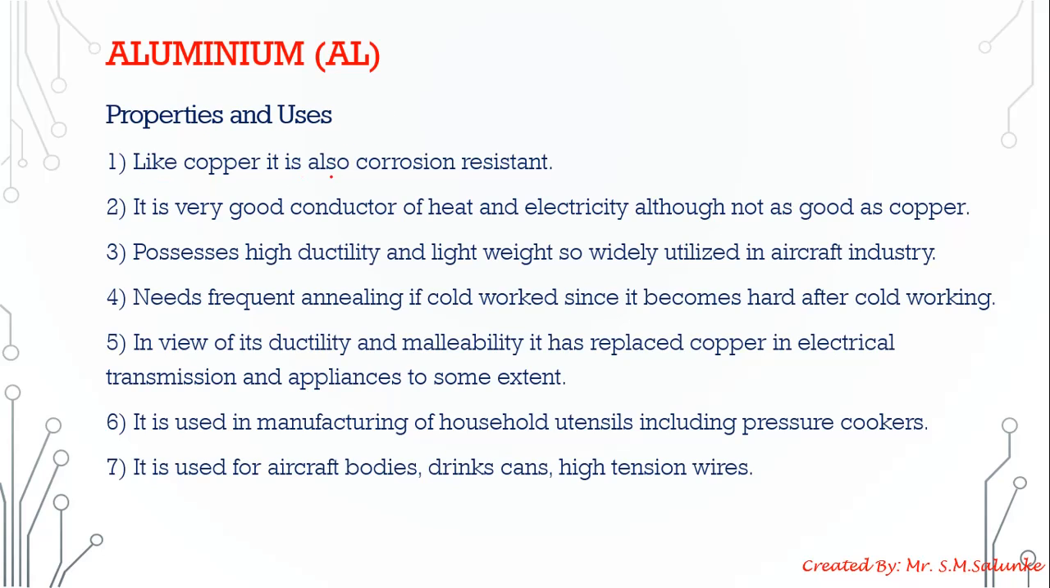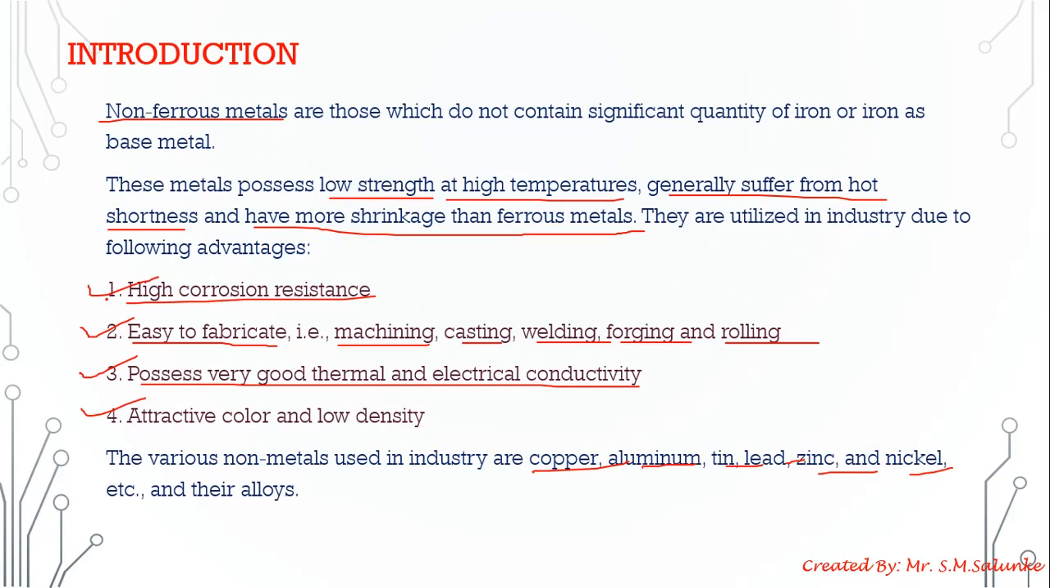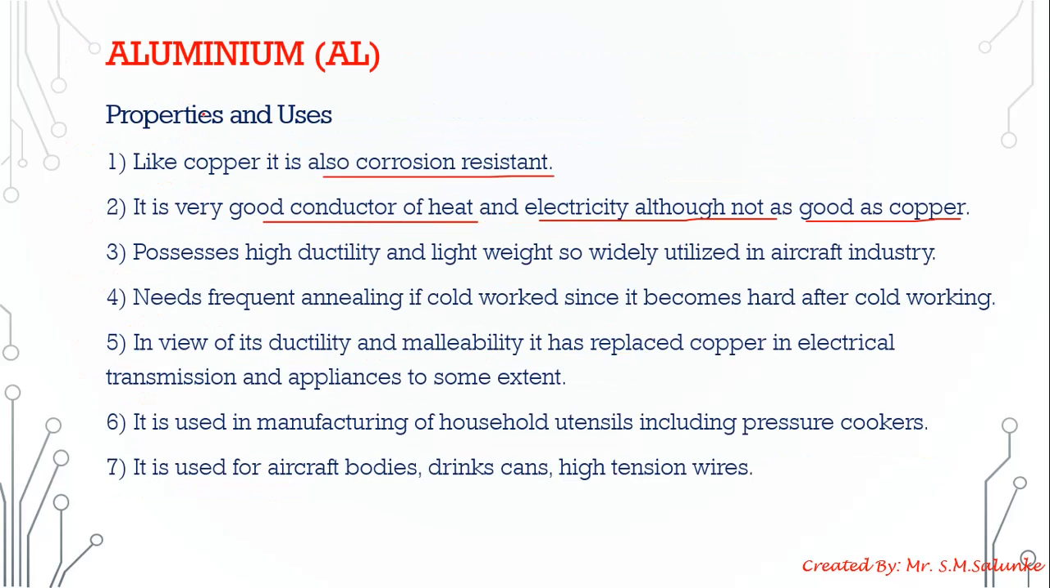Aluminum, like copper, is also corrosion resistant. So we should know that like copper it is corrosion resistant. Next, it is a very good conductor of heat and electricity, although not as good as copper. Most of the non-ferrous metals are good thermal and electrical conductors, so aluminum also has good heat and electricity conducting properties.